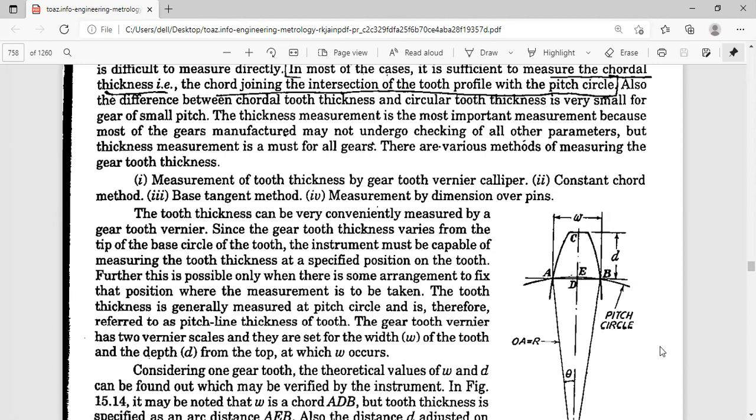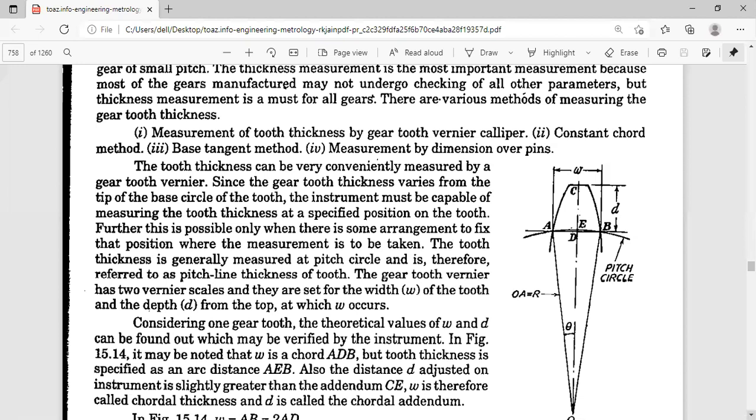So here the gear tooth vernier has two vernier scales. Already I told you, we have the horizontal scale to ascertain the width of the tooth and the vertical scale for the depth. Here he has given D, but in most of the textbooks it is H. You can just take H or D, but in the ensuing derivations, use either one consistently. Here he has used D, in IC Gupta you might have used H, or in other books you might have used H also.